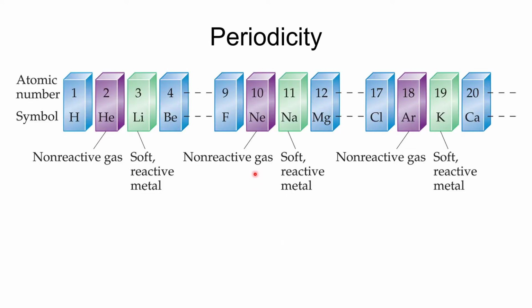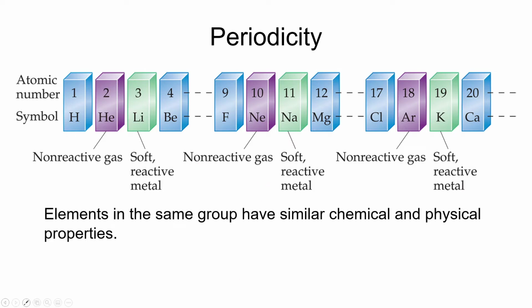The whole reason that we call it a periodic table is because the properties repeat periodically. Now, I won't say it repeats. It's kind of like history. History doesn't repeat, it rhymes. Well, the periodic table doesn't really repeat, it rhymes. It has similar chemical and physical properties. So we'll find that elements that are in the same group have similar chemical and physical properties. That's not always true, but it's usually true.